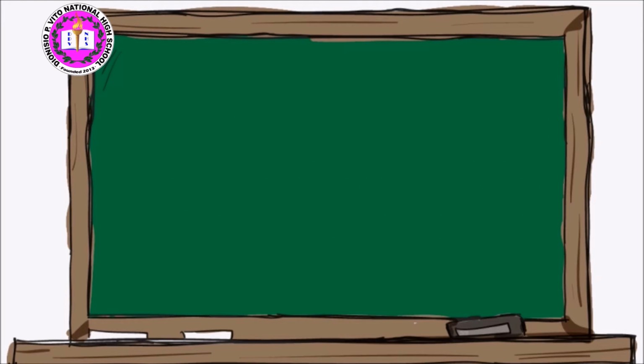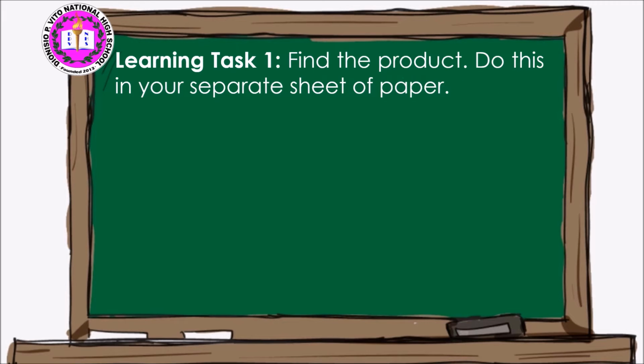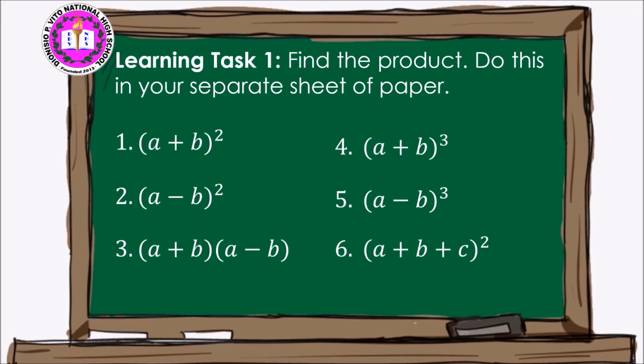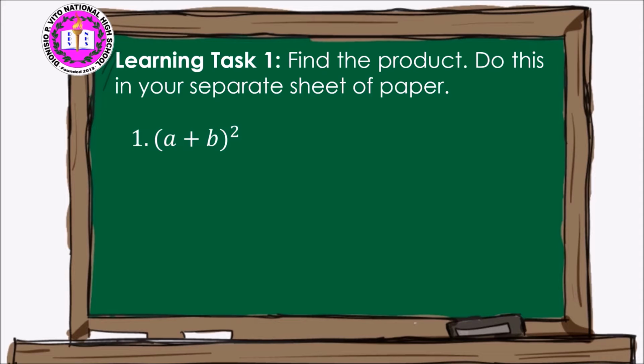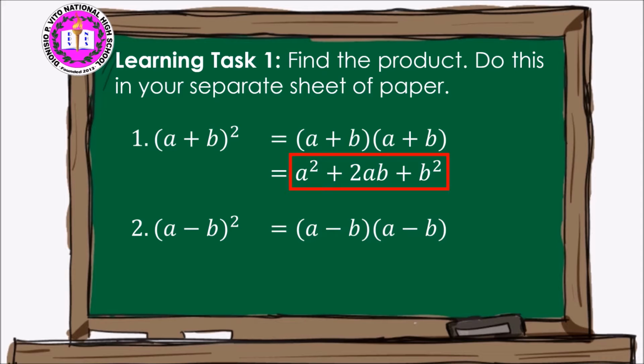Let's begin our discussion by answering learning test number 1. All you have to do is to find the products of the following. Let's start with number 1. A plus b squared is equal to a plus b times a plus b, which is equal to a squared plus 2ab plus b squared. Next, number 2. A minus b squared is equal to a minus b times a minus b, which is equal to a squared minus 2ab plus b squared.